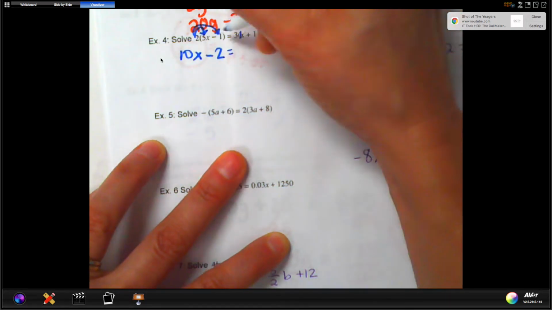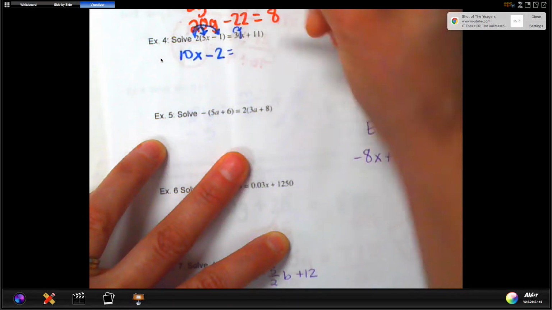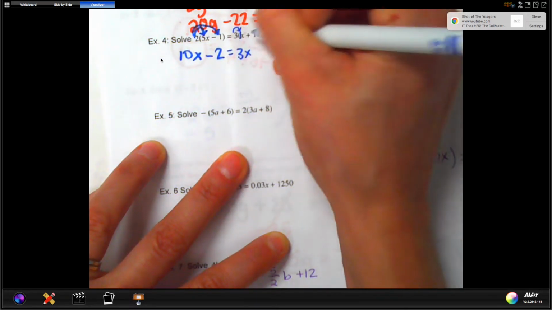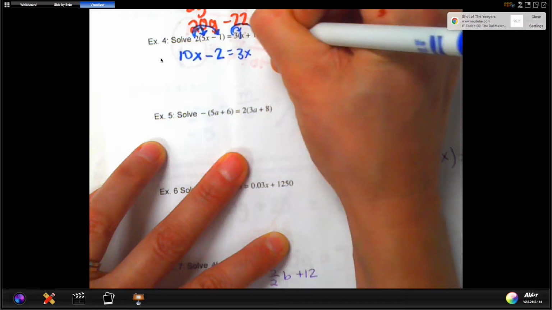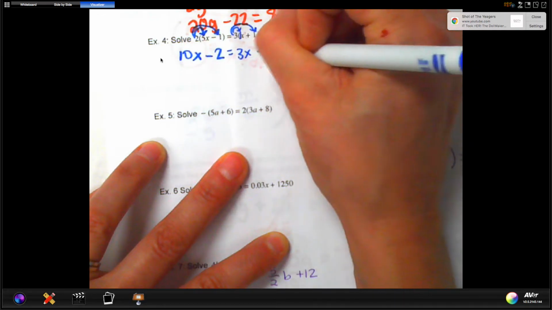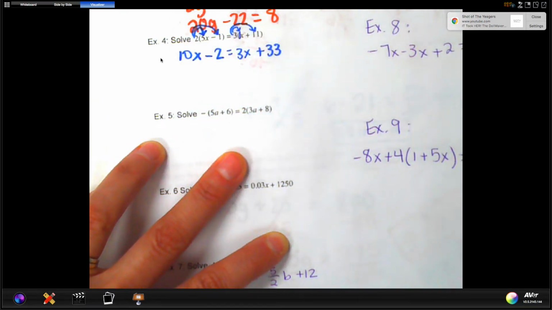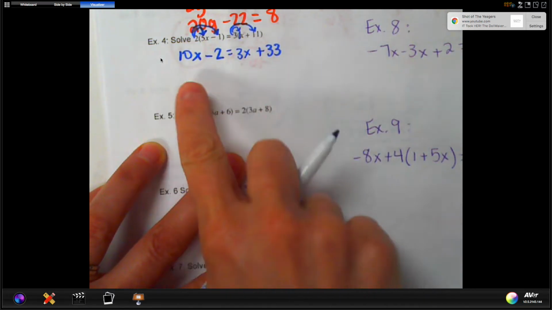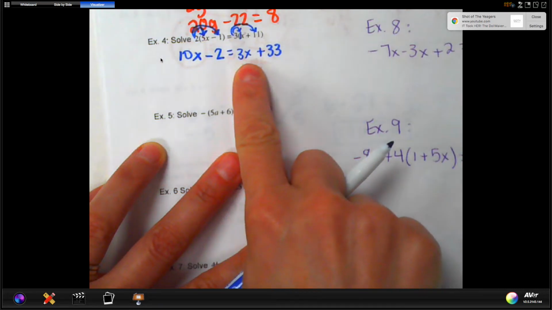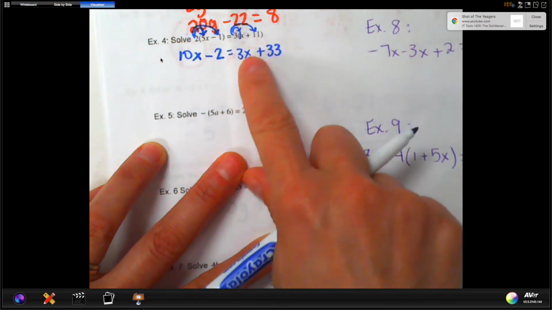So 3 times 1x is 3x. And then we do 3 times positive 11, which would be positive 33. So we write that down as plus 33. Okay, now we have an x on the left side and we have x on the right. So we will cancel the 1 on the right.